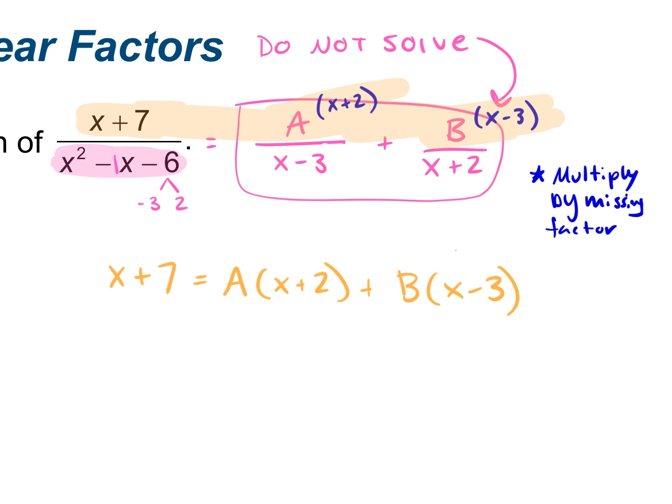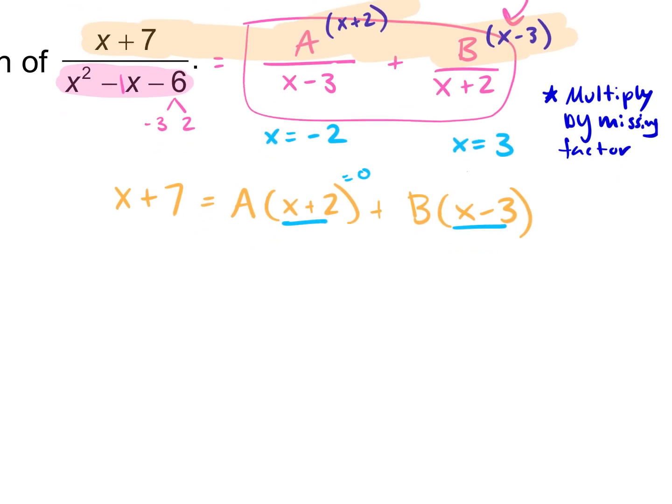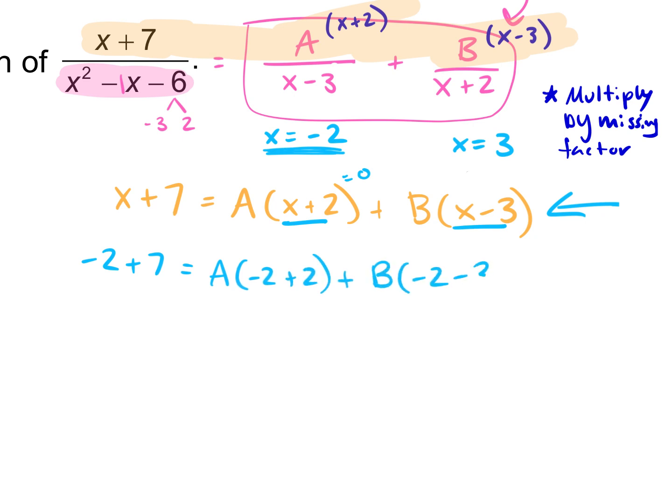Now we want to figure out what two numbers make our two factors here 0. So if we set them equal to 0, we'd have x is equal to -2 and x is equal to 3. So we're going to plug those in. I'm going to start by taking -2 and plugging it into all of my x's in this equation. So I have -2 plus 7 is equal to A times -2 plus 2 plus B times -2 minus 3.